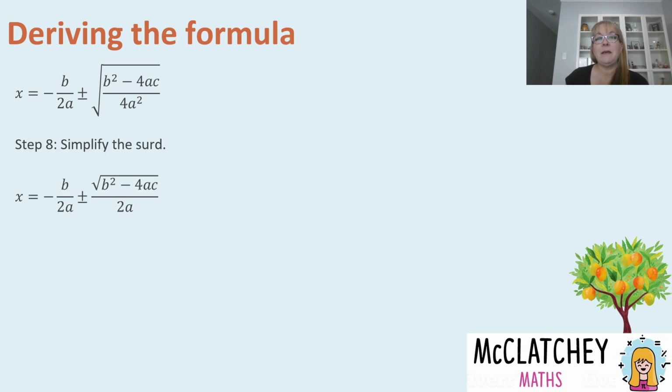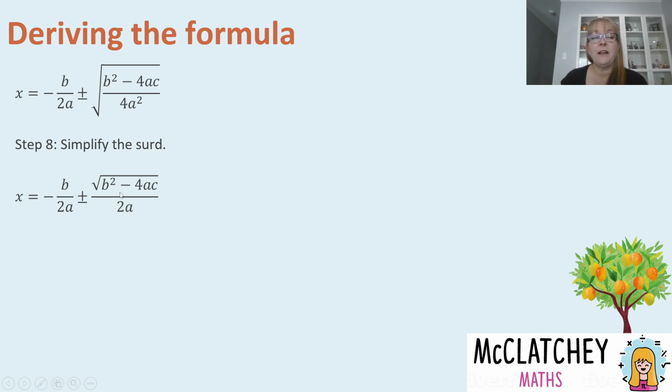Okay, my next step is to simplify this side, which is the surd. You'll know from your surd rules about surd fractions that I can make this into two individual square-rooted parts. So I can square root the top and square root the bottom. The square root of 4a squared is just 2a. So I'm left with a surd on the top and just a rational denominator there of 2a.